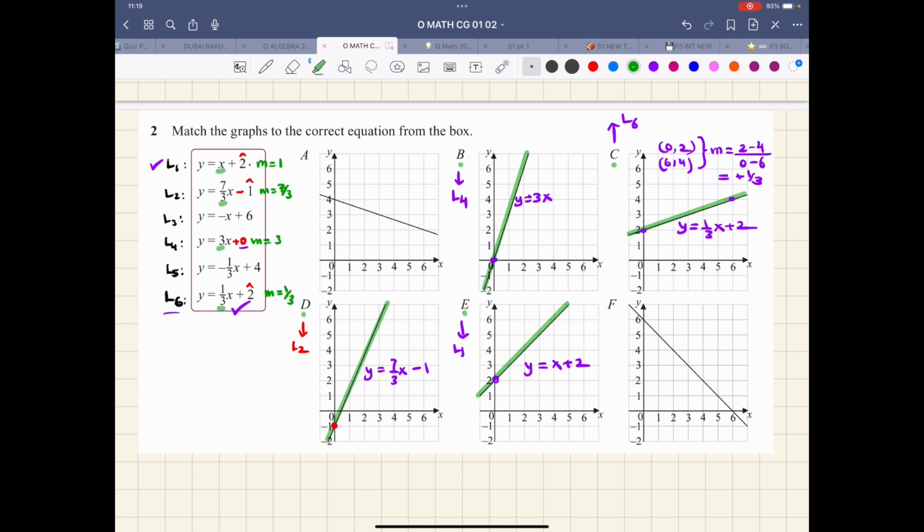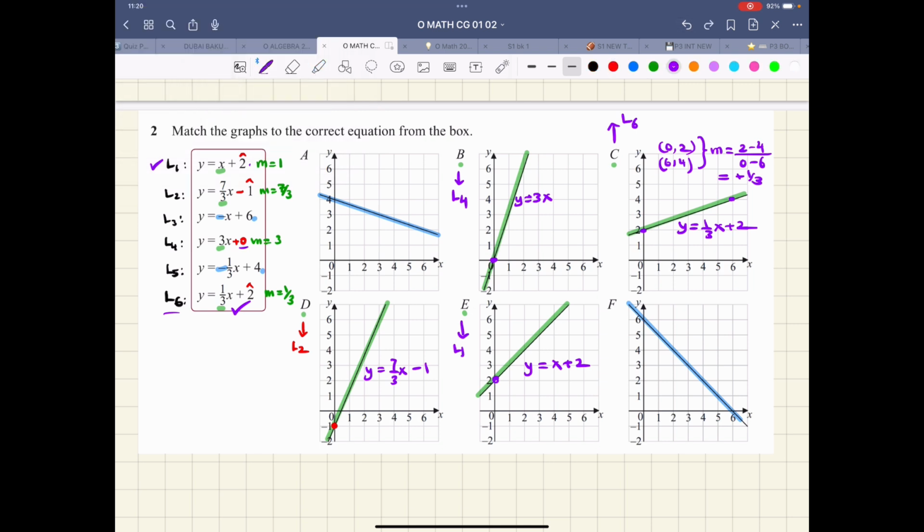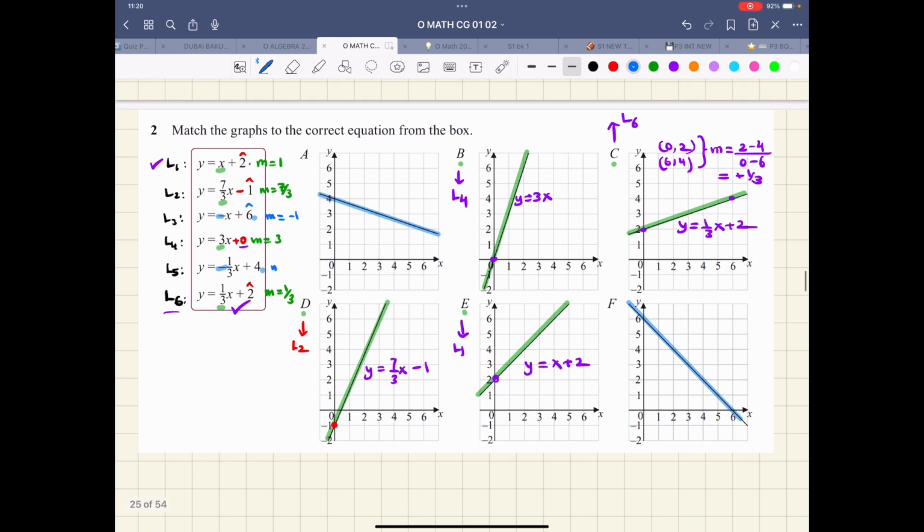Now let me use another color. Let's say I'm using a blue color for the negative gradient. So that is negative x plus 6. And the other one is negative 1/3 x plus 4. So this is the one, negative 1/3 x plus 4, and this is the other one with a y-intercept of 6. So that was pretty obvious. So let me just label it over here. So now first of all, I'm using a blue color. So let me write that the gradient is negative 1, y-intercept is 6. And this is gradient is negative 1/3, y-intercept is 4.